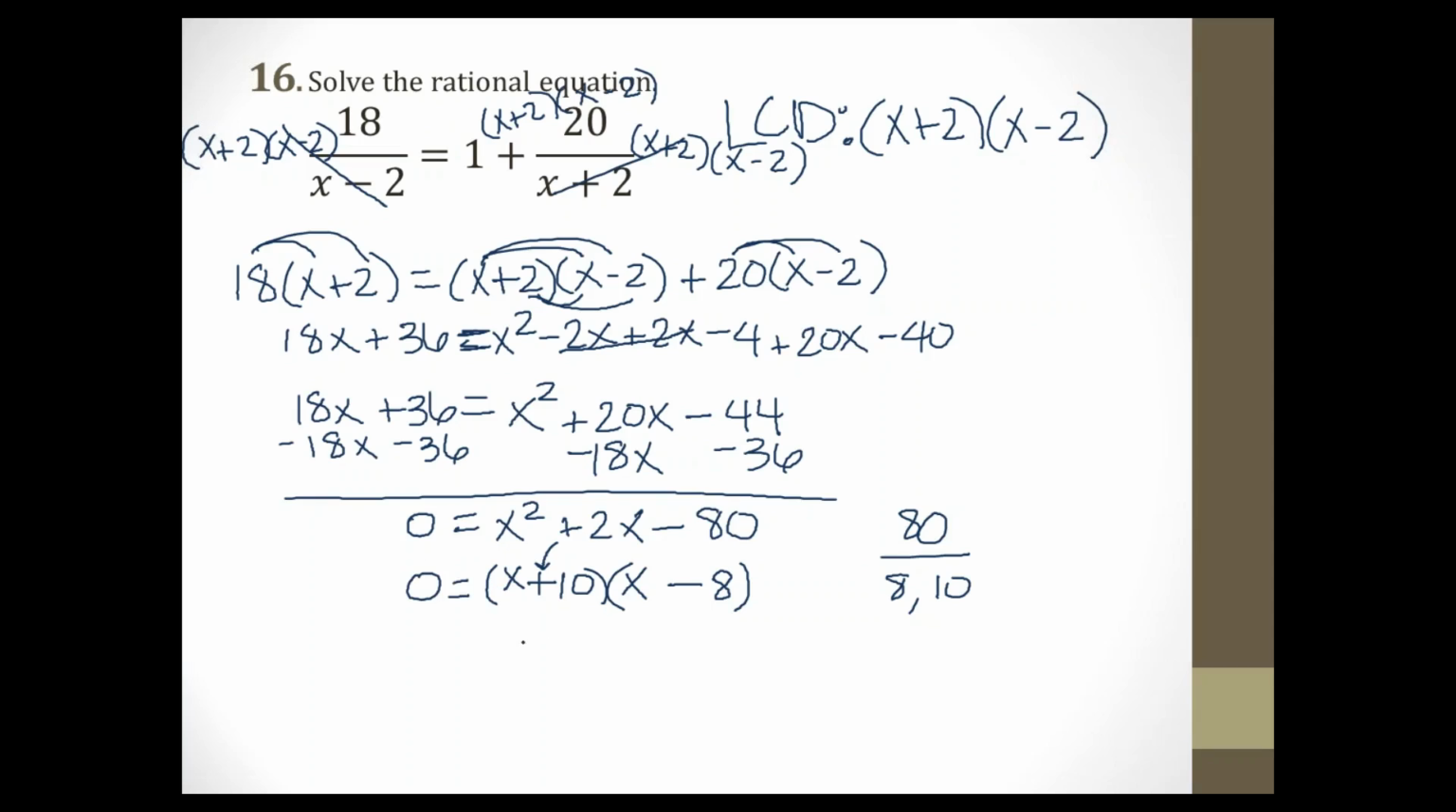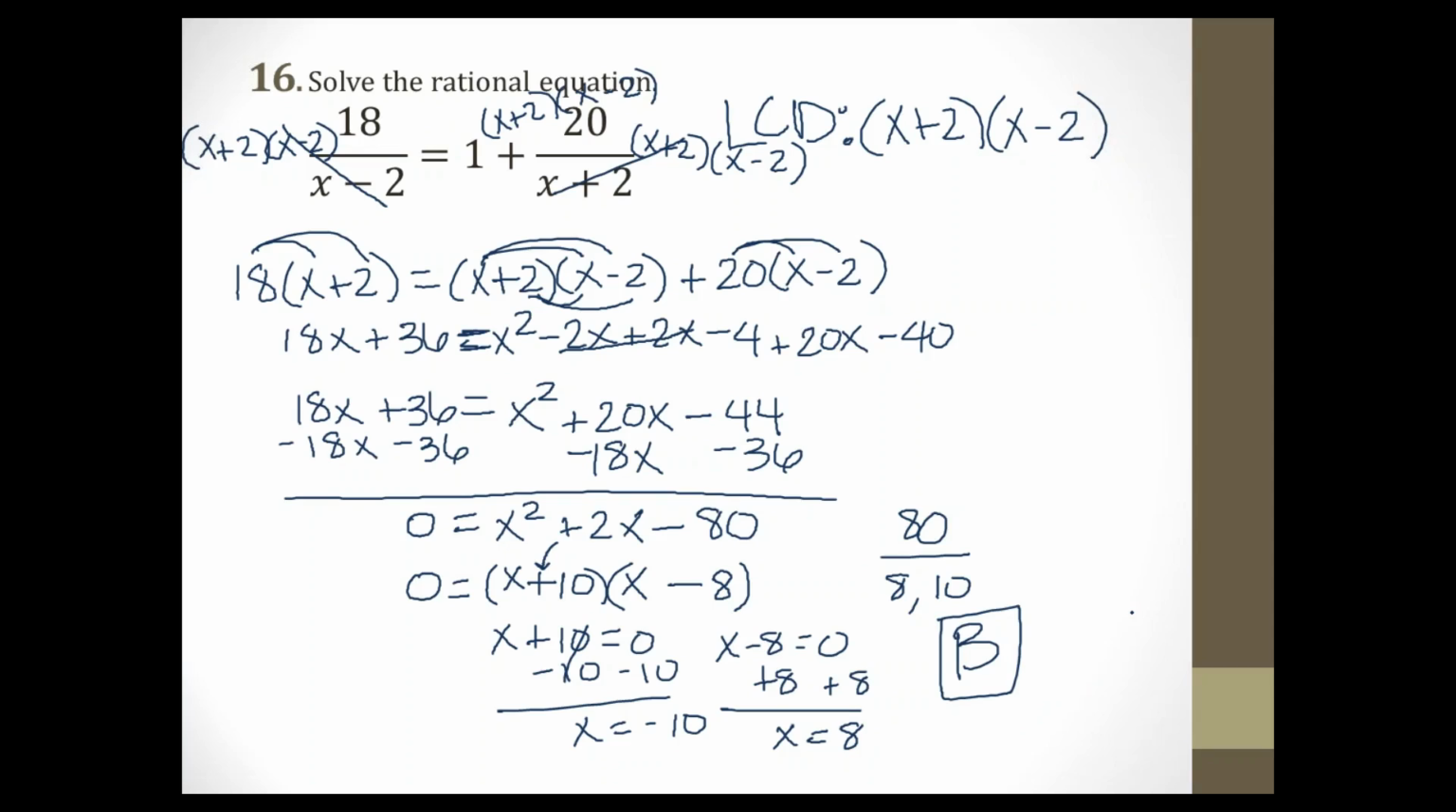And then I'm solving, so I'm going to take each factor, set it equal to 0, and solve. So if I subtract 10, I have x equals negative 10, and then if I add 8, I have x equals 8.